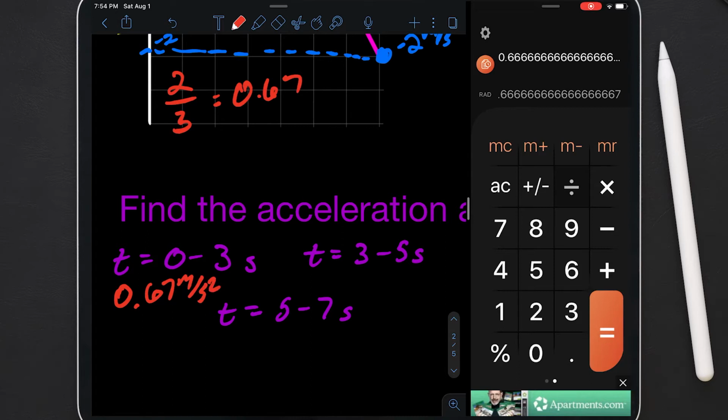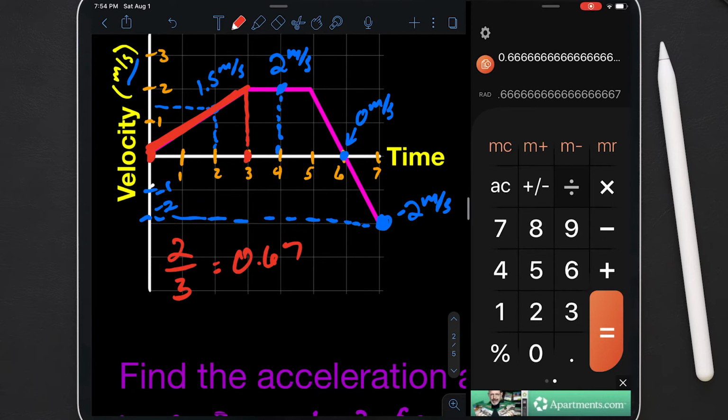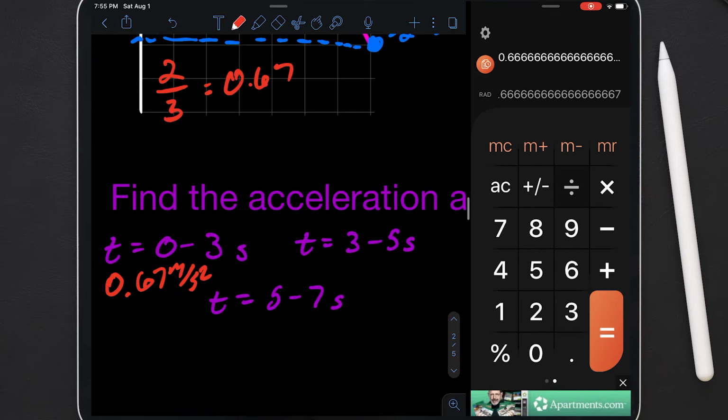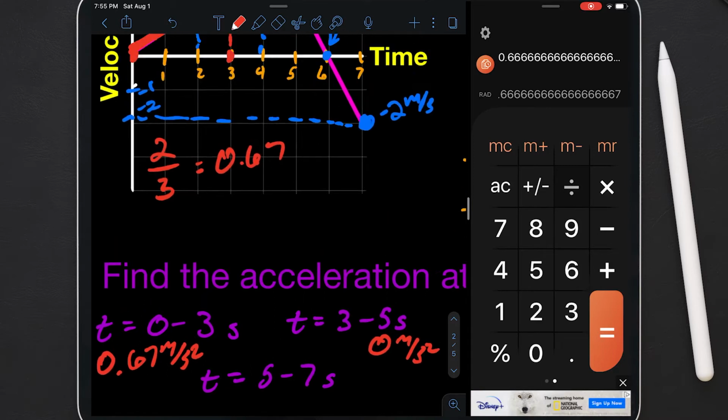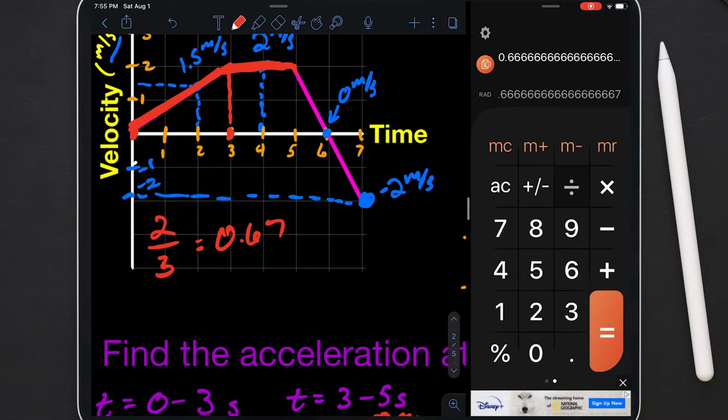That's our units for acceleration. What about time 3 to 5 seconds? Let's go back to our graph here. 3 to 5 seconds is this section right here. Well, it's a flat line, so there's not really any math that you need to do. There's no slope. So from 3 to 5 seconds, that's 0 meters per second squared. No acceleration going on.